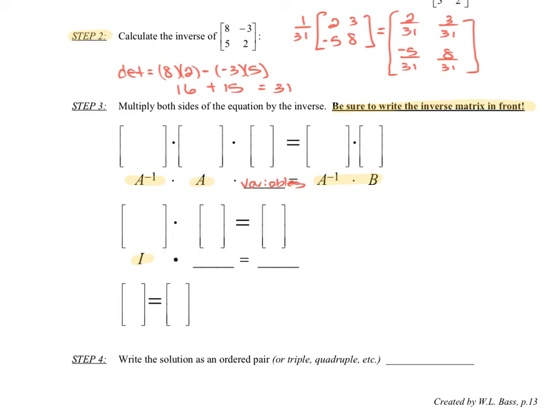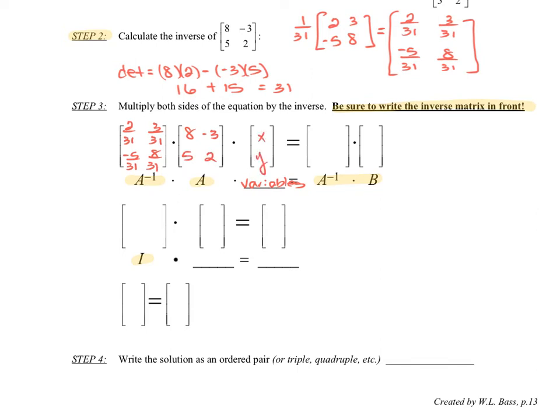So let's go ahead and plug these values in and start to see how this is going to work out. And you do have to be a little bit careful with your handwriting here because it's a little bit scrunchy. So I've got this 2 over 31, my 3 over 31, my negative 5 over 31, and my 8 over 31. Okay, and then I, of course, have my original coefficient matrix, so 8, negative 3, 5, and 2. Of course, I have my variables, x and y.